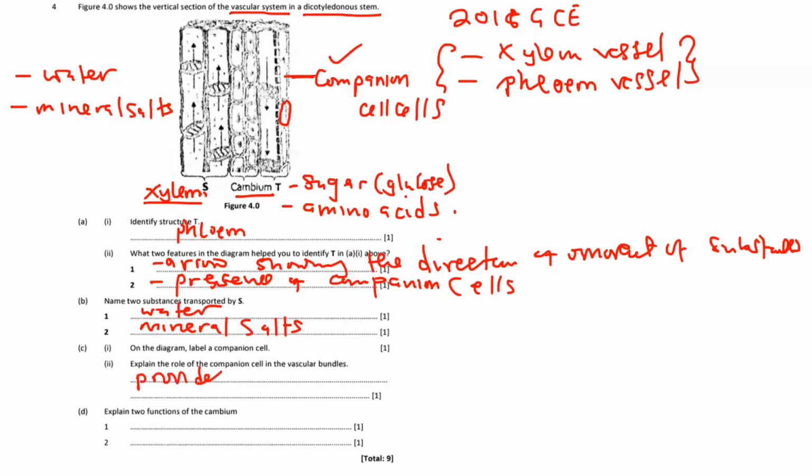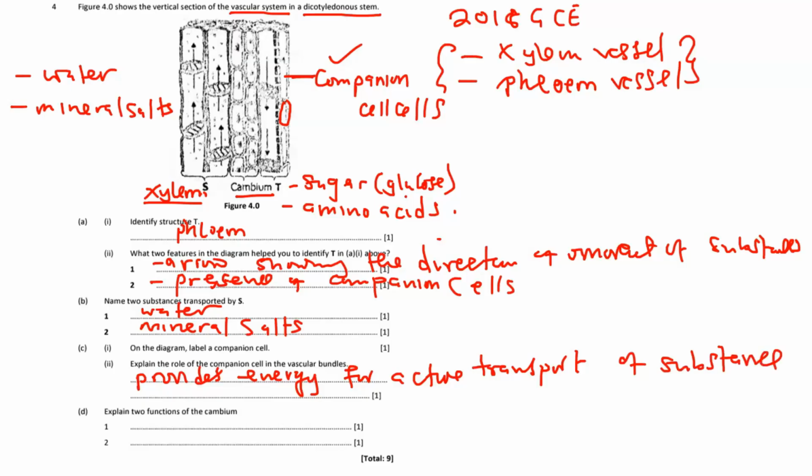So it provides energy for active transport of substances. What are the substances that are transported actively? Amino acids and glucose. Because these are transported up or down, the cell needs a lot of energy. So that is the role of the companion cell in the vascular bundles. That is very important.